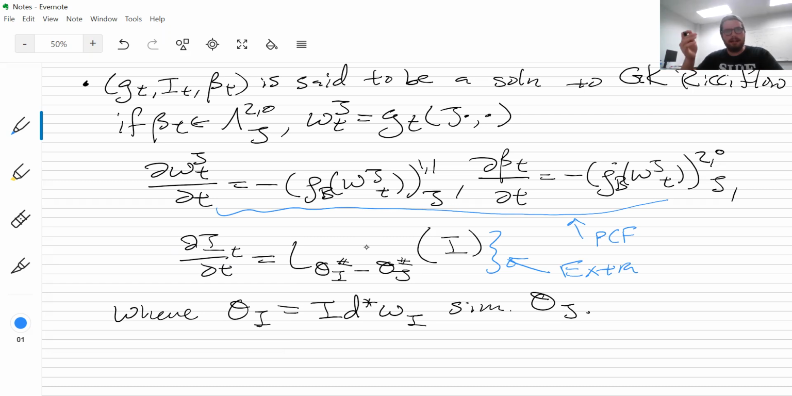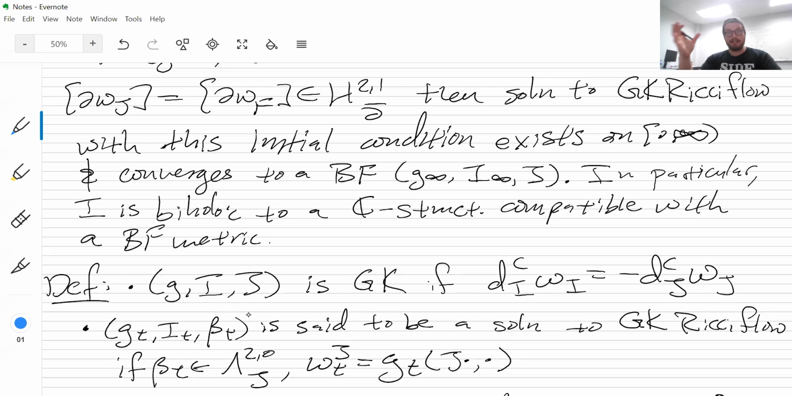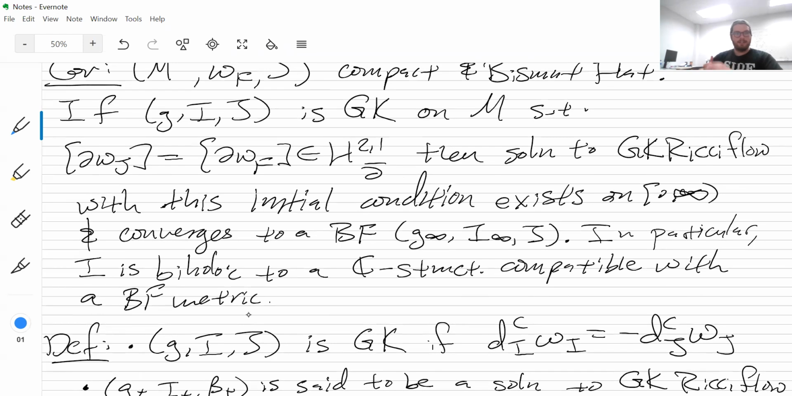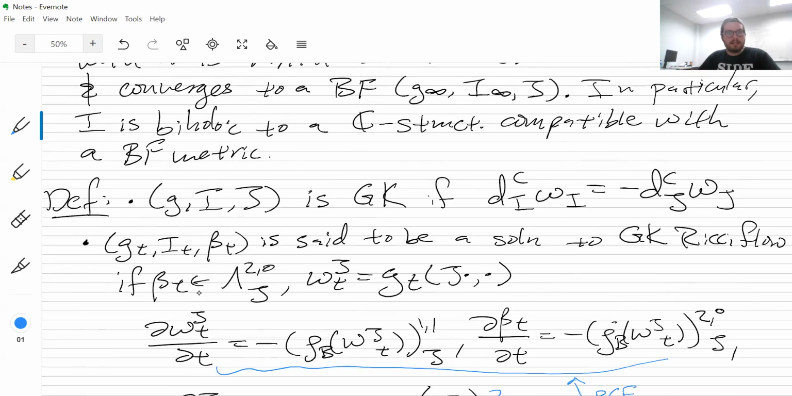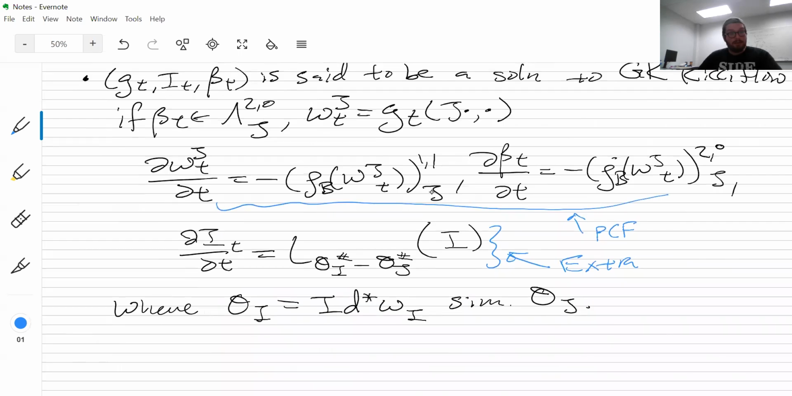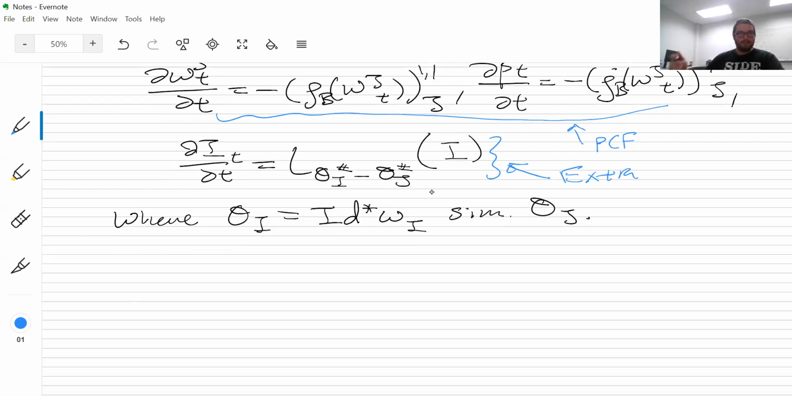So the way we apply the previous theorem about existence and convergence on Bismut flat manifolds is pretty obvious. You just slot ω_J in as the initial condition. Everything percolates through. And because I is evolving by Lie derivative terms, you've got diffeomorphisms you can pull back by. You get estimates on the diffeomorphisms because you've got estimates on everything else. And so the limiting diffeomorphism has to be smooth and thus a biholomorphism.